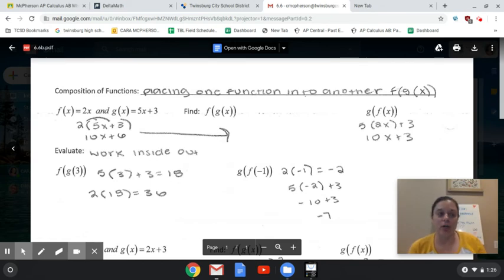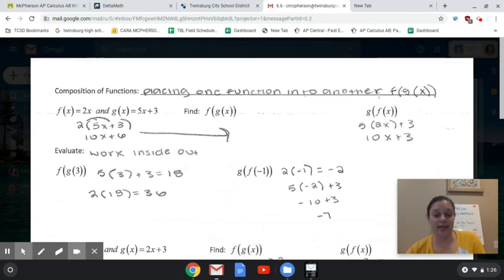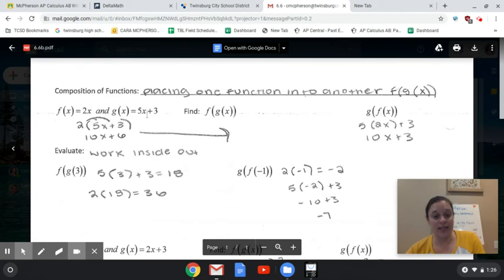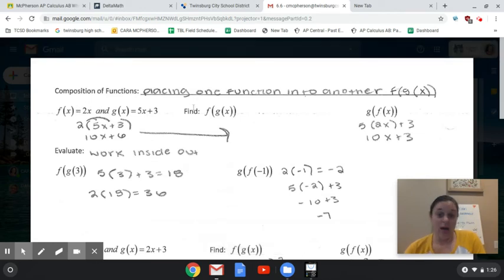You may have to distribute. You may have to combine like terms. You may even have to FOIL. Same thing over here, but this is going in the opposite order, so you're going to get a different answer. This is taking your f function, which is 2x, and putting it where you see the x in the other function. Again, using parentheses helps, but then you see that you can multiply it together and then the parentheses are not necessary anymore.